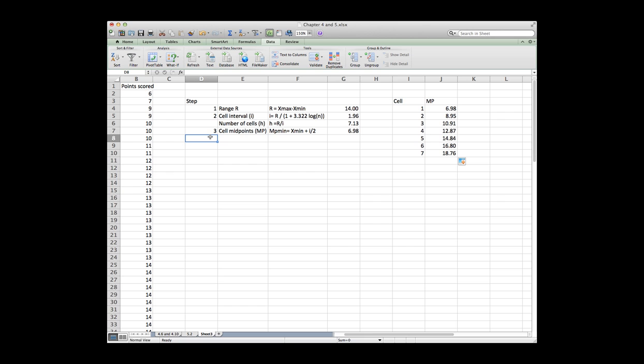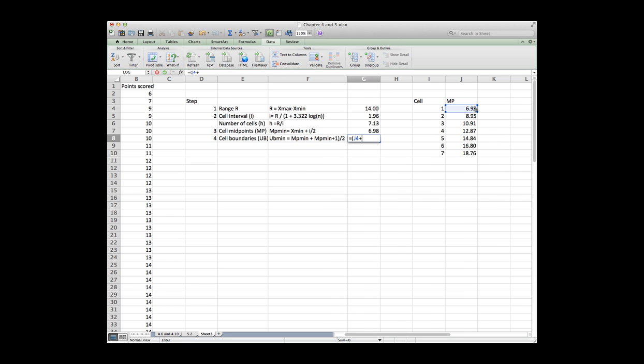All right, we're already on to step number four, where what we're going to calculate now are the cell boundaries. The sign for this is UB. We'll do the upper boundary first. Let's do the first one of the first cell. And this equals the first midpoint plus the second midpoint divided by 2. Add this one to this one and divide by 2.